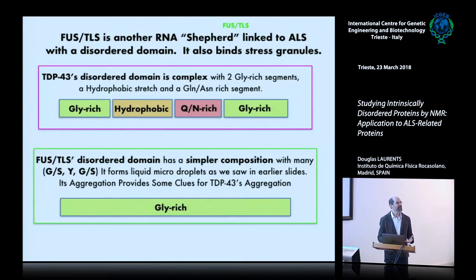So we'd like to have a look at these aggregates that are forming in the ALS disease. And if you look at TDP-43, its intrinsically disordered domain is complex. It has two regions that are rich in glycine. It has a hydrophobic segment, and it also has a segment that's rich in glutamine and asparagine. Now, on the other hand, FUS-TLS has a disordered domain that has a simpler composition. It has a domain that's rich in glycines, along with some tyrosines. And there's actually several repeats of glycine serine, tyrosine, and then glycine serine. And FUS-TLS forms these micro droplets that we saw in the previous slides. It can form a discrete liquid state.